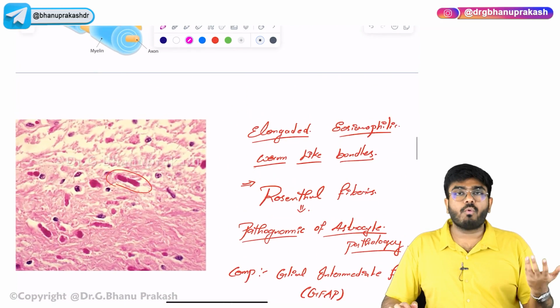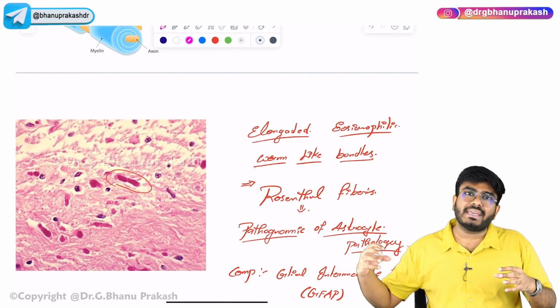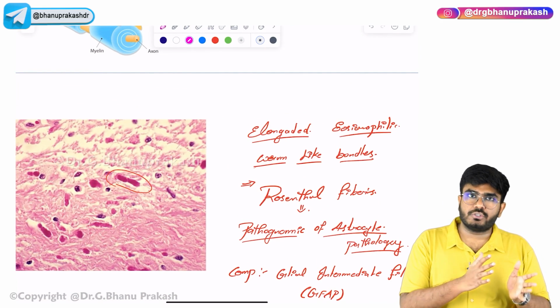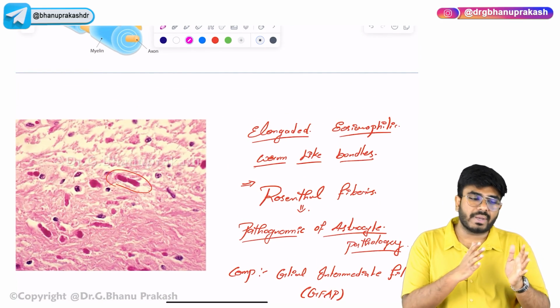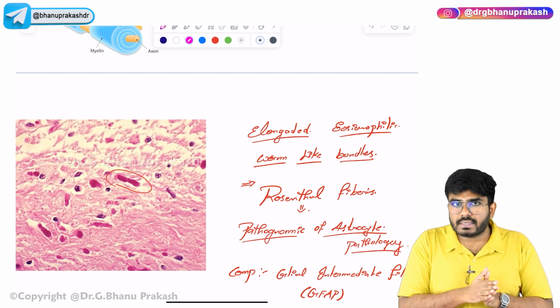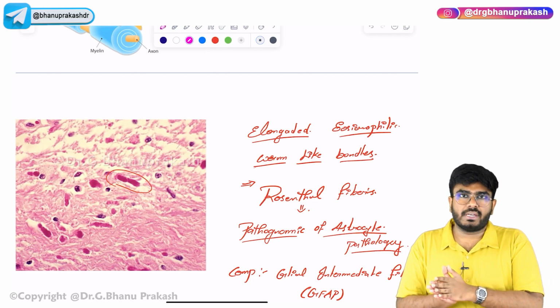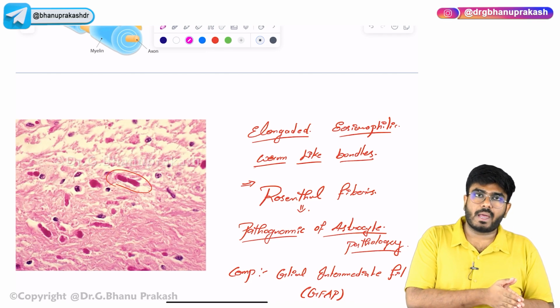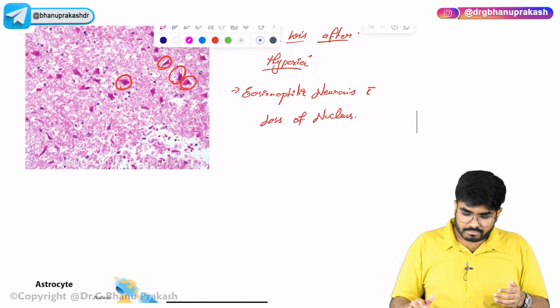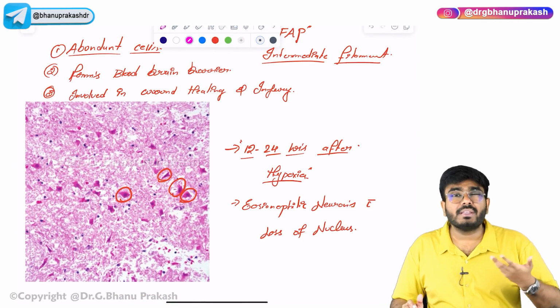And corpora amylacea is nothing but the accumulation of polyglucosan bodies within the astrocytes, seen with aging. And what are the elongated worm-like fibers seen in astrocyte injury? These are called Rosenthal fibers. Inside the astrocytes you will see these fibers. They are made up of glial fibrillary acidic protein, the glial intermediate filaments, and also heat shock protein 27 and ubiquitin. And you know, the astrocytes are forming the blood-brain barrier.